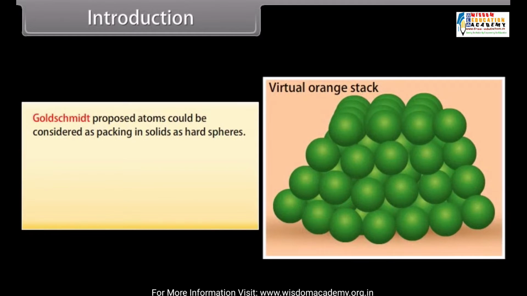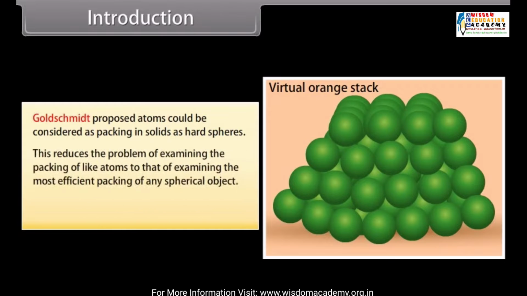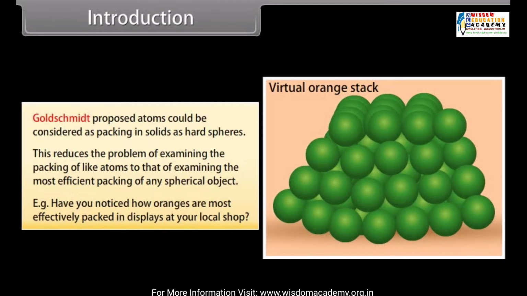Goldschmidt proposed that atoms could be considered as packing in solids like hard spheres. This reduces the problem of examining the packing of like atoms to that of examining the most efficient packing of any spherical object. Example: have you noticed how oranges are most effectively packed in displays at your local shop?